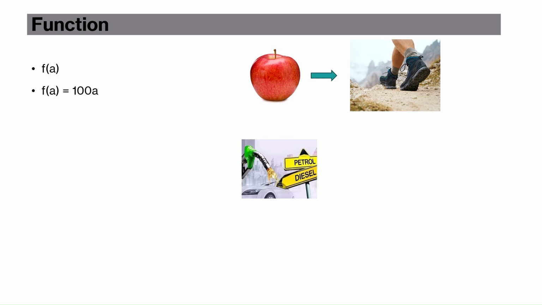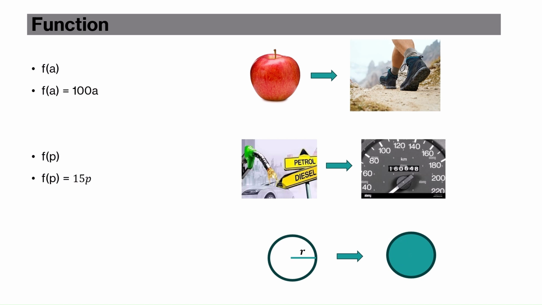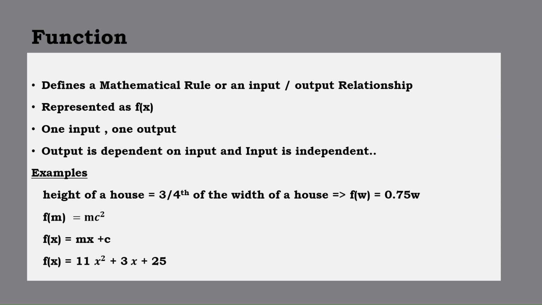If we put 1 liter petrol, it gives 15 miles mileage. The function of petrol is giving mileage. One of the functions of radius of a circle is to find the area of the circle. Function is represented as f of x. It takes one input and gives only one output. x is an independent variable and the output is dependent on x. Few examples on the screen.